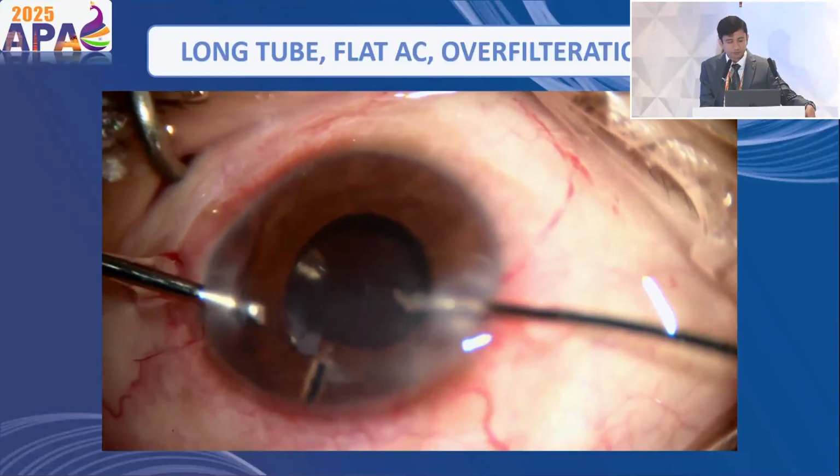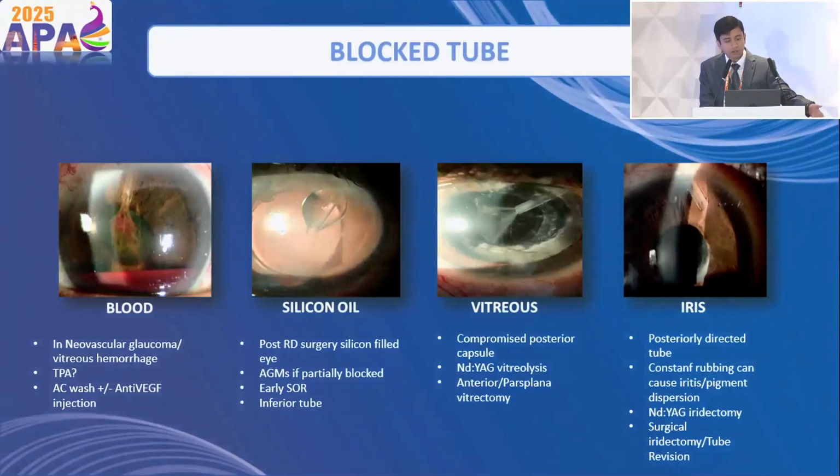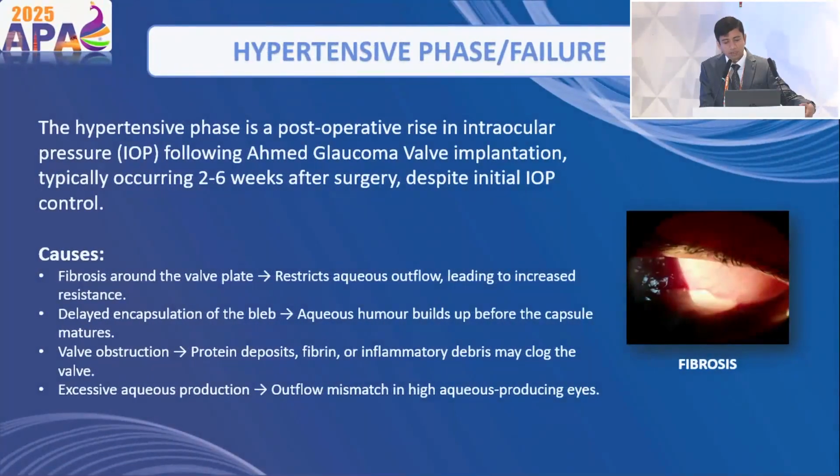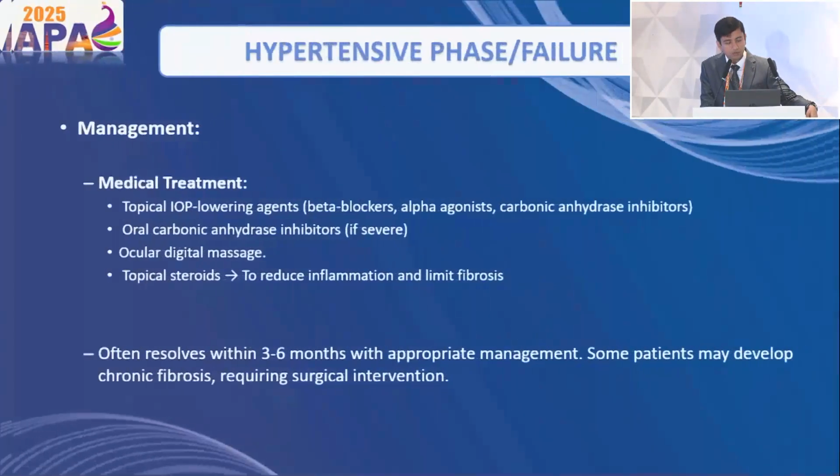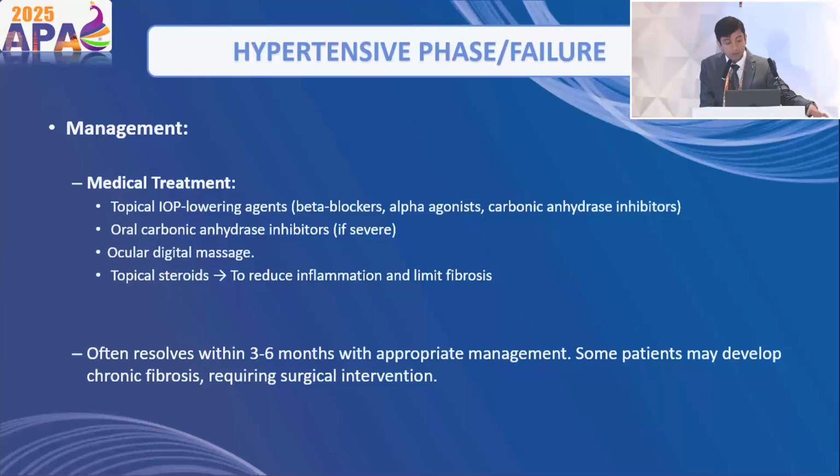So you can also have a blocked tube by any of these: blood, silicone oil, vitreous, and iris. Also, hypertensive phase is something that we commonly see with valved tubes. This usually happens a few weeks after the surgery, and basically the bleb around the plate is maturing, and because of that it takes a little time. So if you don't pay attention to that, you will have high pressures.